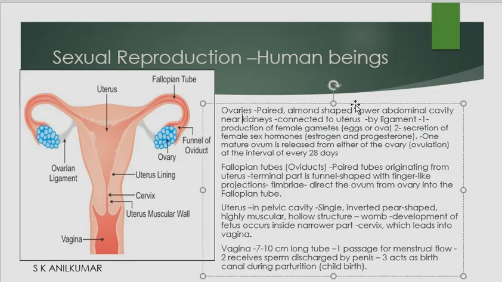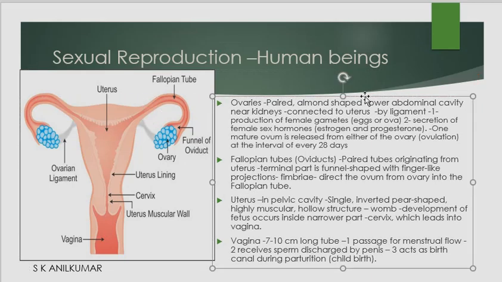Now ovaries are also in pairs, just like testes are in pairs. This is the ovary. It is almond shaped. It is in the lower abdominal cavity, near the kidneys. It is connected to the uterus by a ligament, the ovarian ligament.